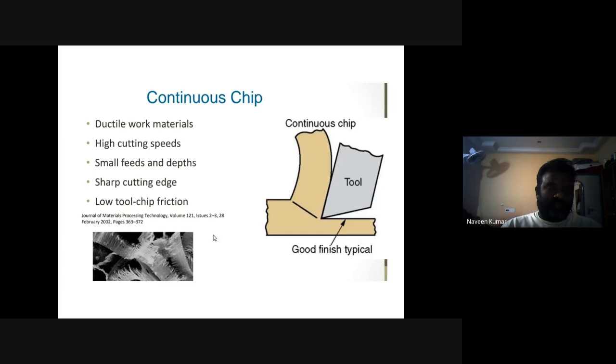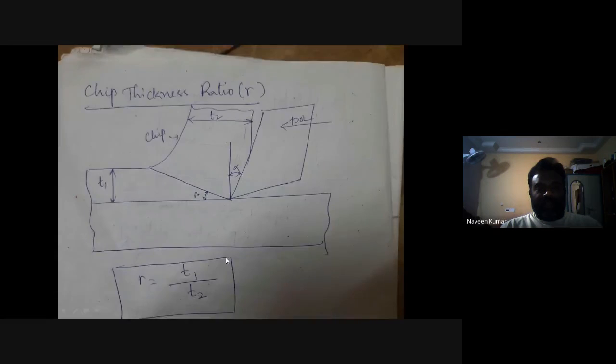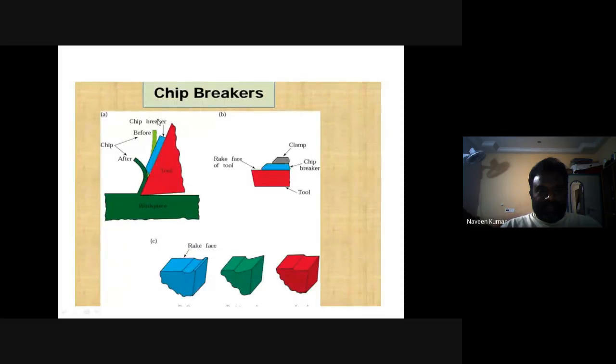Next, chip breakers are employed. You just draw this diagram. Take a rough sketch of this. Make it fast.